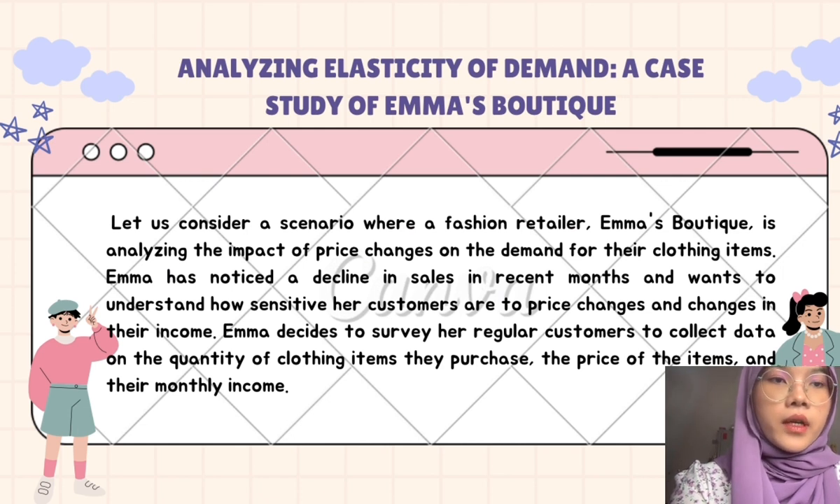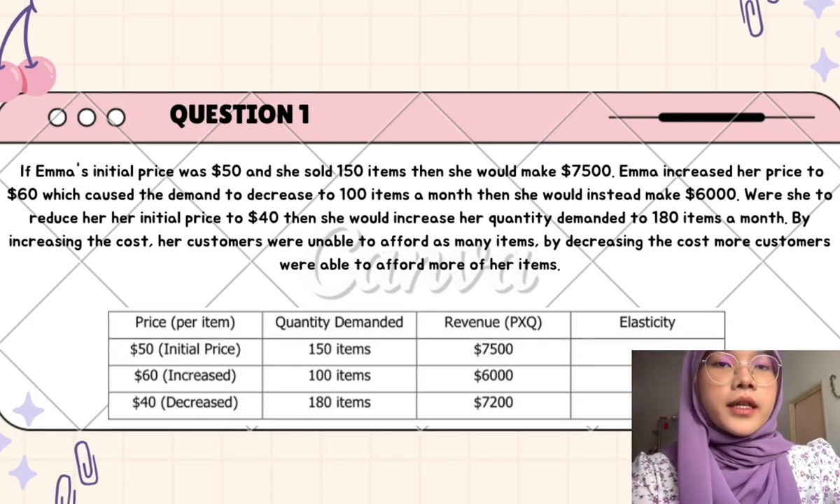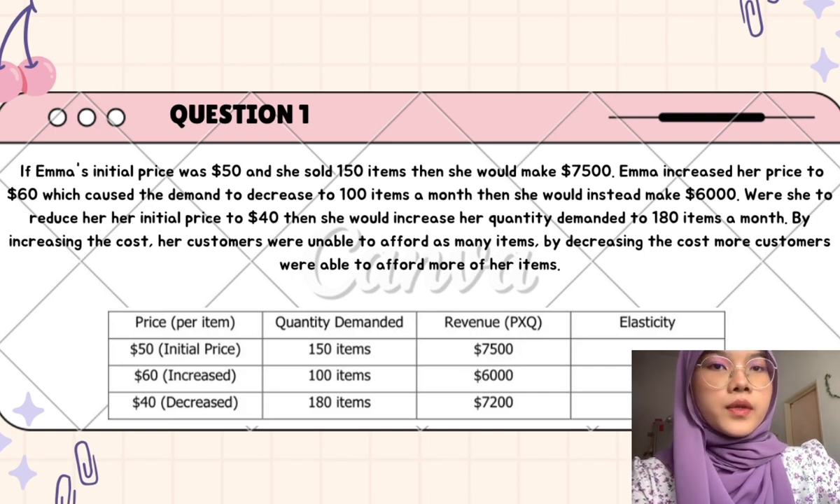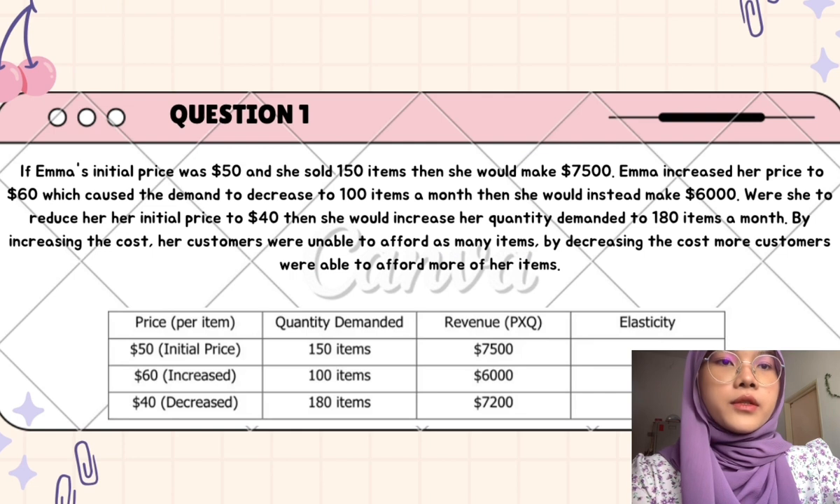Emma decides to survey her regular customers to collect data on the quantity of clothing items they purchase, the price of the items, and their monthly income. Moving on to question 1. If Emma's initial price was $50 and she sold 150 items, then she would make $7,500. Emma increased her price to $60, which caused the demand to decrease to 100 items a month. Then she would instead make $6,000.